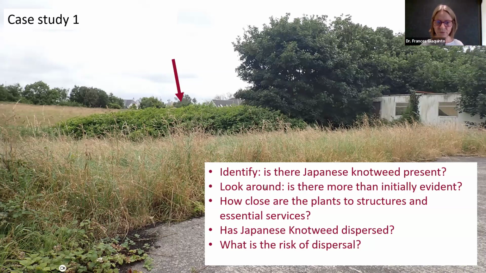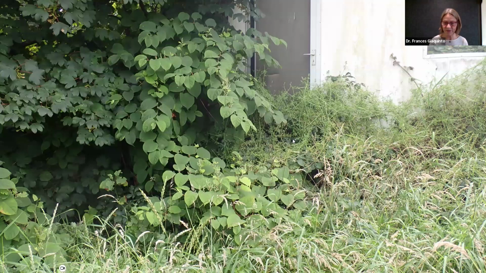There's long grass all around. Is there any other Japanese knotweed? Well, I can't see it in this picture, but there is some here. Okay, so we'll go to this second picture. Here it is. Here's the structure.